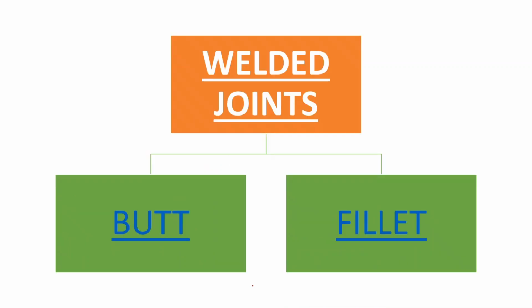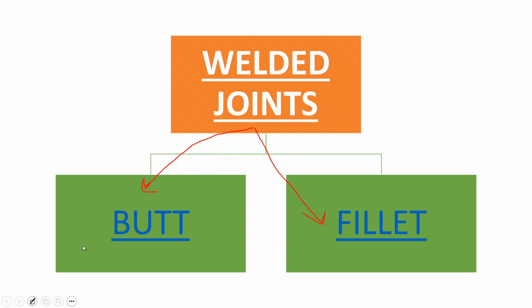Now let's talk about the different types of welded joints. There are two different types of welded joints. The first one is butt joint, and the second one is fillet joint. If you recall my first lecture, I have already told you what is a butt joint and a fillet joint. However, I will explain it once more.